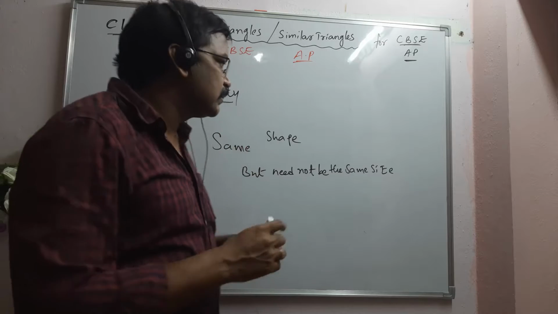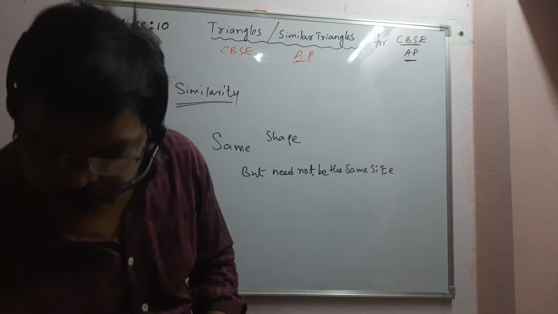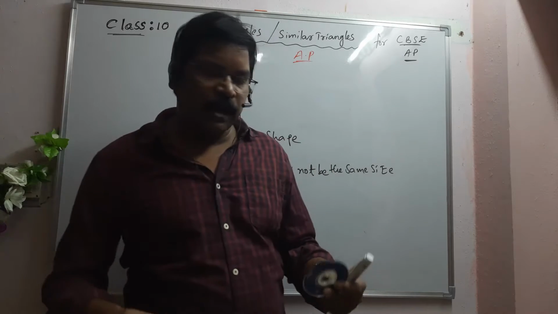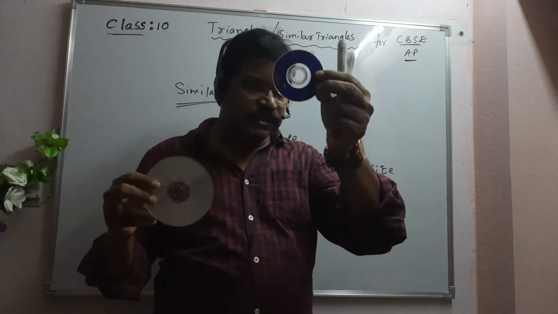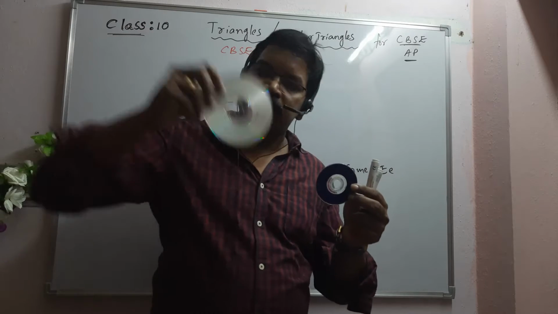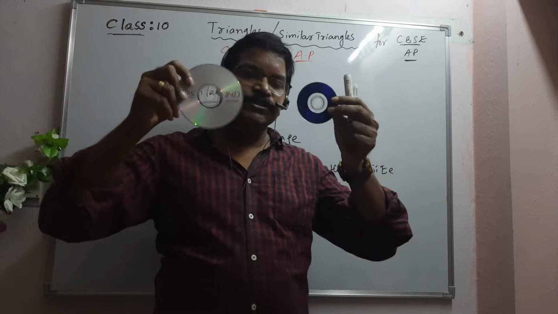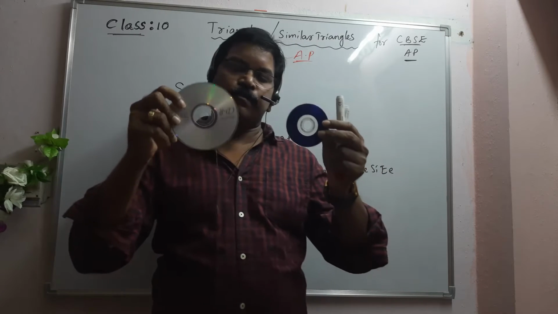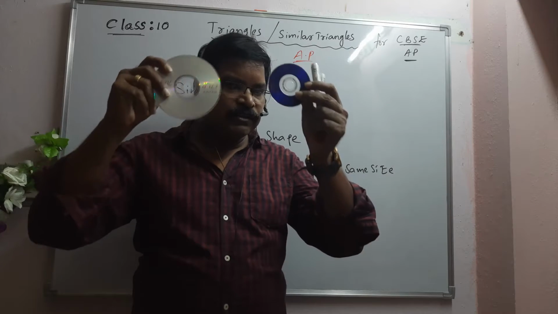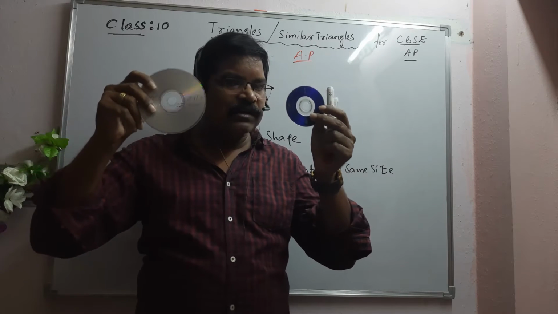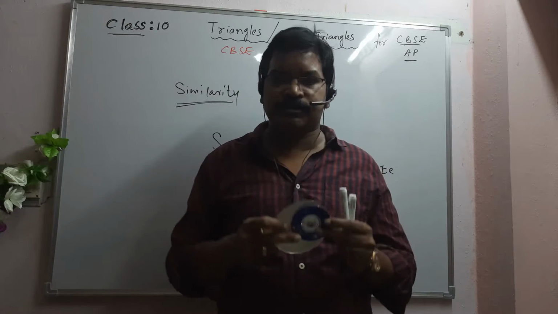See, I can show you some figures here. Here I have two CDs with me, right? This is a circle, this is also a circle. Both figures have the same shape, but sizes are different here. So we can say these two CDs are similar to each other.